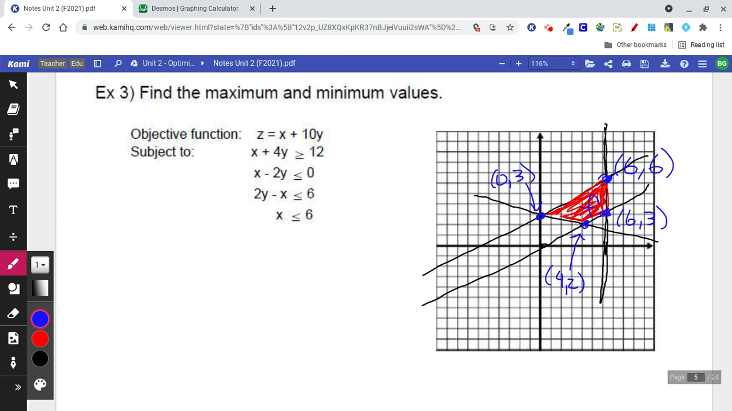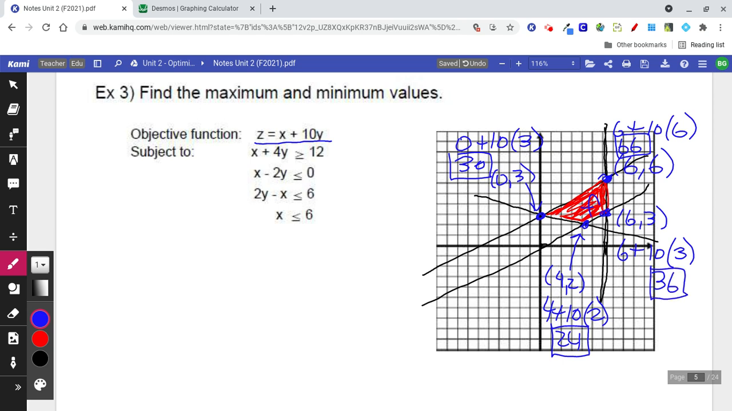Okay. So we're going to plug those into the objective function. So I have 0 plus 10 times 3, that's going to be 30. And 6 plus 10 times 6, that's going to be 66. And I've got 4 plus 10 times 2, that's going to be 24. And 6 plus 10 times 3, that's 36.